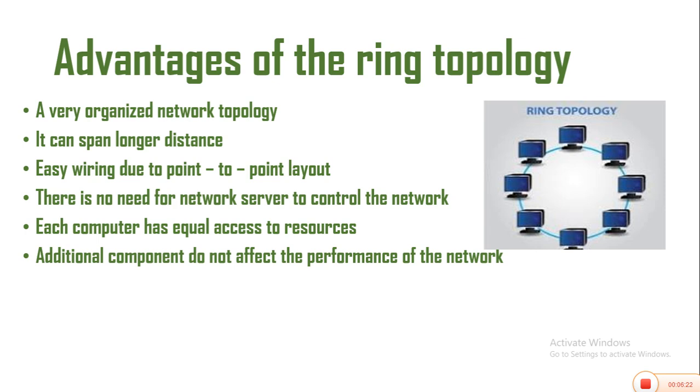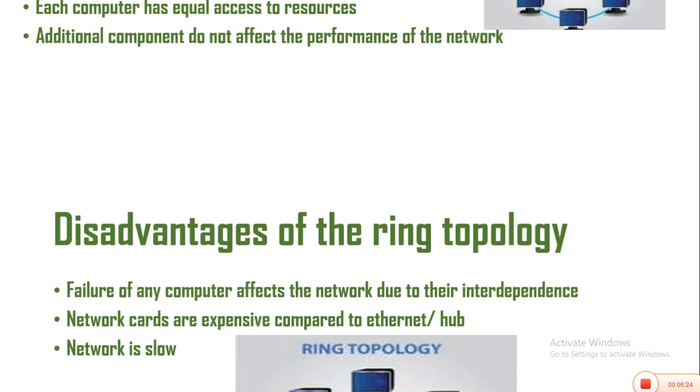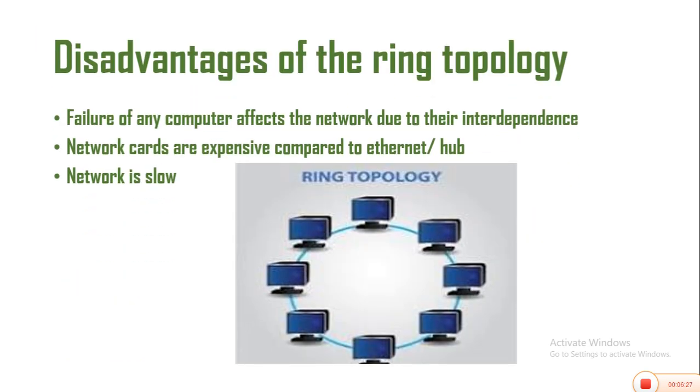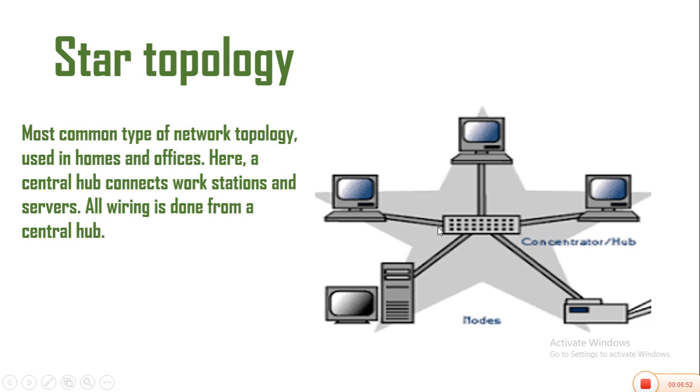Now let's look at the disadvantages of the ring topology. Failure of any computer affects the network due to their interdependence. Remember that we said the computers communicate in a ring-like format, anti-clockwise. So before this computer below can get information from this one, it will have to bypass this one. So if this computer fails, there will be a problem in the network.